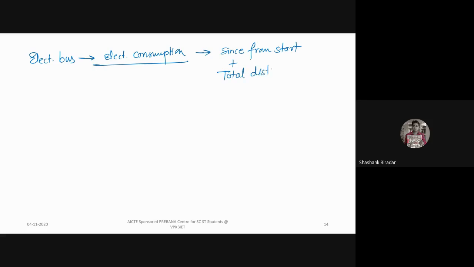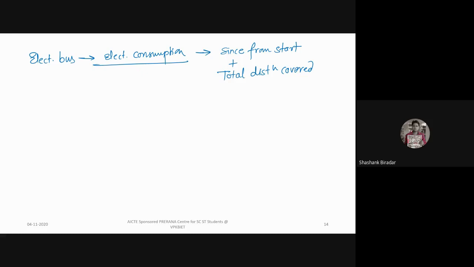Okay. So one more problem. An electric bus has onboard instruments that report the total electricity consumption since the start of the trip as well as the total distance covered. So we are having one electric bus, and on that we are having an electricity consumption board. So it will show since from the start along with total distance covered. During a single day of operation, the bus travels.